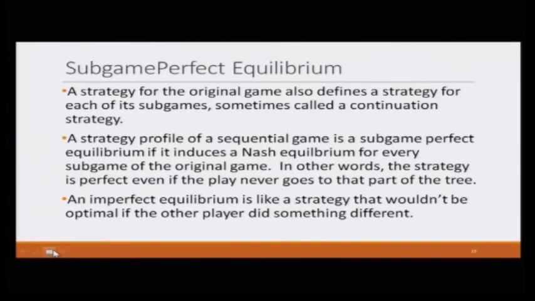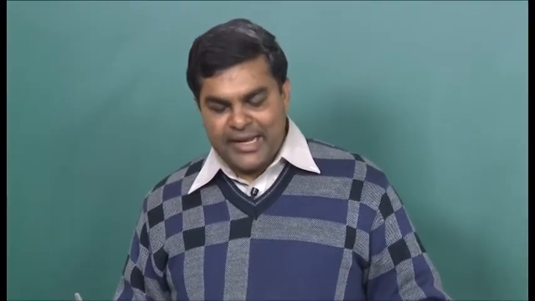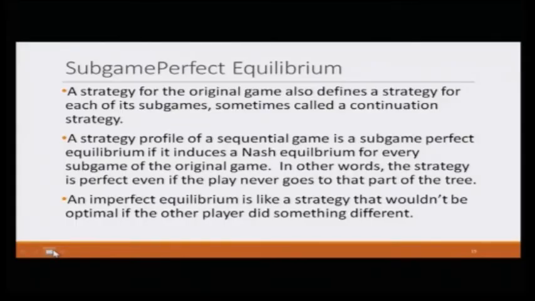Now, a strategy profile of a sequential game is a subgame perfect equilibrium. In short, it is called SPE. In some books, it is also called SPNE. It includes a Nash equilibrium for every subgame of the original game. So, if we treat subgames of the original game as independent games, then subgame perfect equilibrium should induce Nash equilibrium not only in the whole game, but also in all the subgames.